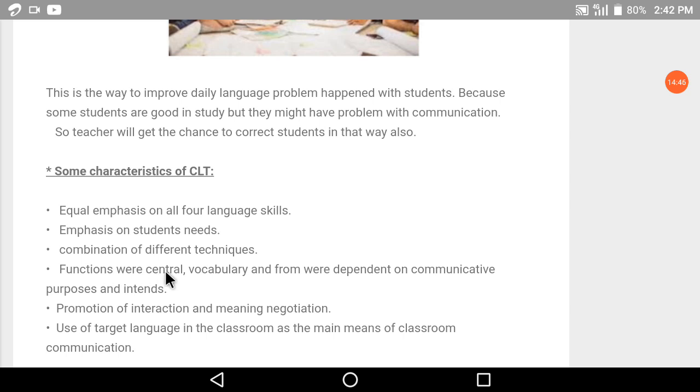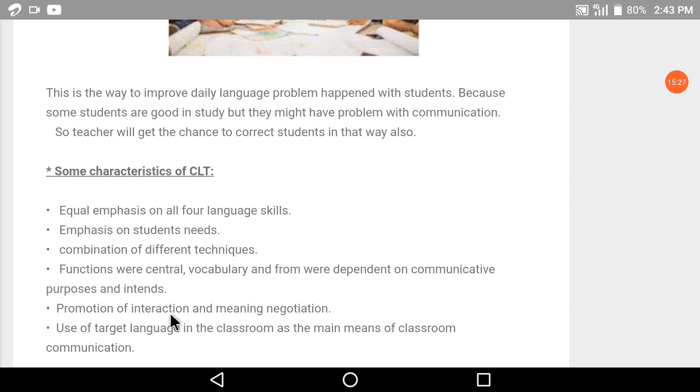Functions are central, vocabulary too, dependent on communicative purpose and intent. It focuses on vocabulary as well, and the central thing is vocabulary only. I know the structure of a sentence in simple present tense, but I don't know how to express the thing which is in my hand right now. So how can I translate my ideas?